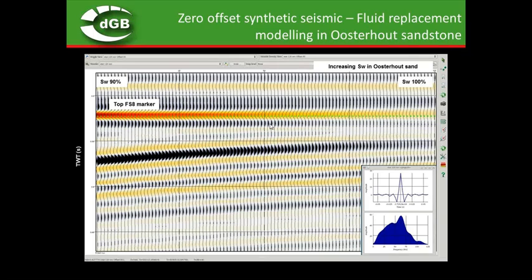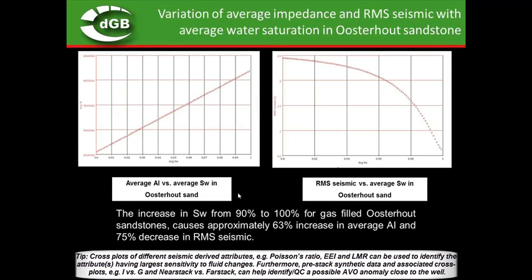So again, to do our quantitative analysis, we will make use of the Crossplot tool. And we can create crossplots of average acoustic impedance versus average water saturation in the interval of interest, and RMS seismic versus average water saturation in the interval of interest on the right. So from these two plots, we can conclude that the increase in water saturation from 90% to 100% in gas-filled Oosterhout sandstone causes approximately 63% increase in average impedance and almost 75% decrease in RMS seismic.